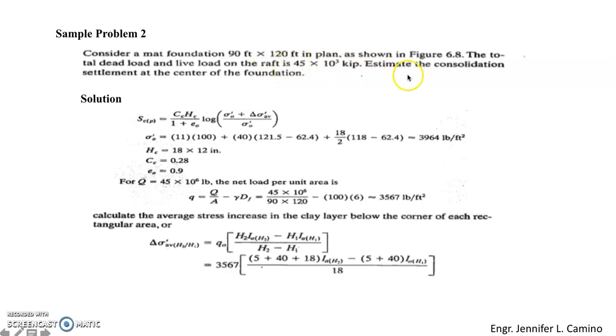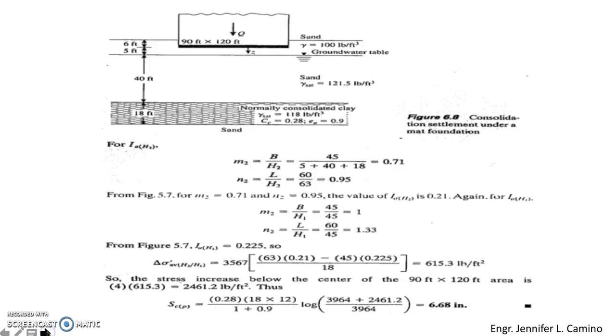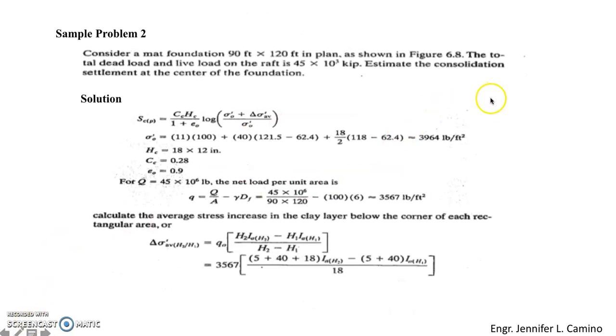So the second problem is, you are going to consider a mat foundation 90 feet by 120 feet in plan, as shown in this figure. You're going to identify the consolidation settlement at the center of the foundation. So you make use of the settlement formula in our previous chapter in soil mechanics for consolidation settlement. So this is the formula.